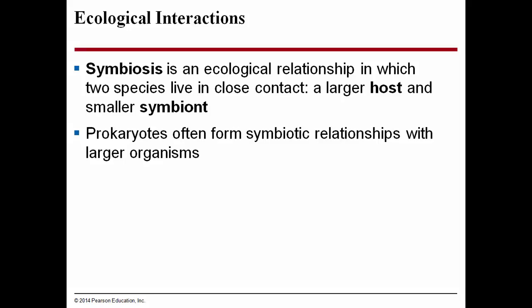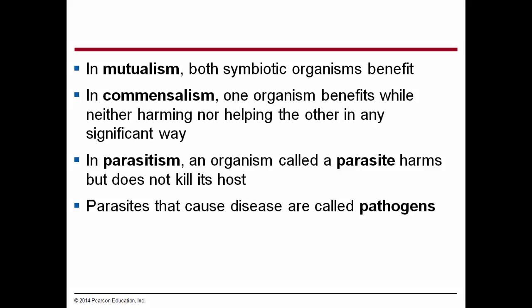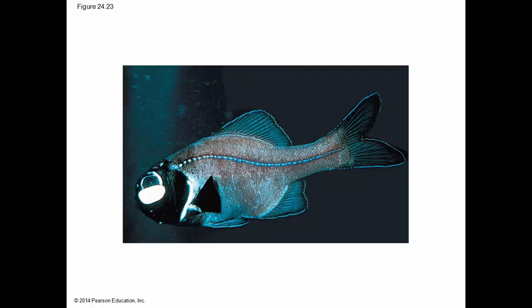Symbiosis is an ecological relationship in which 2 species live in close contact, a larger host and a smaller symbiont. Prokaryotes often form symbiotic relationships with larger organisms. In mutualism, both symbiotic organisms benefit. In commensalism, one organism benefits while neither harming nor helping the other in any significant way. In parasitism, an organism called a parasite harms but does not kill its host. Parasites that cause disease are called pathogens.